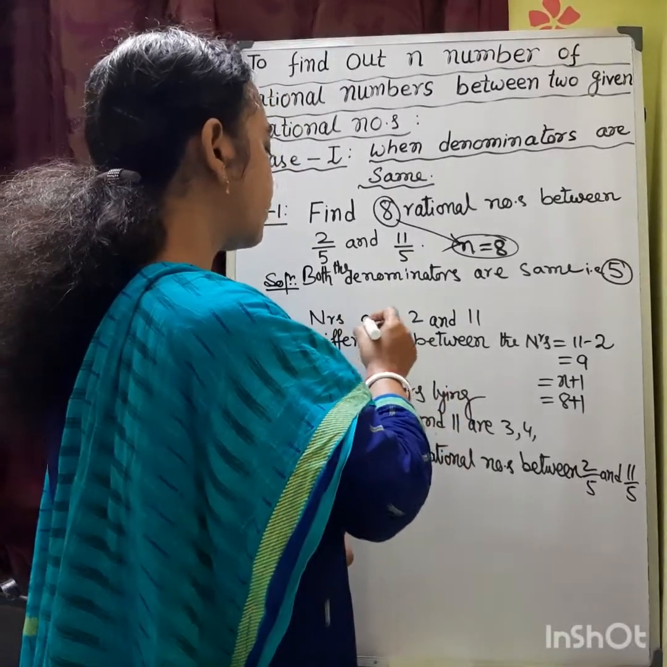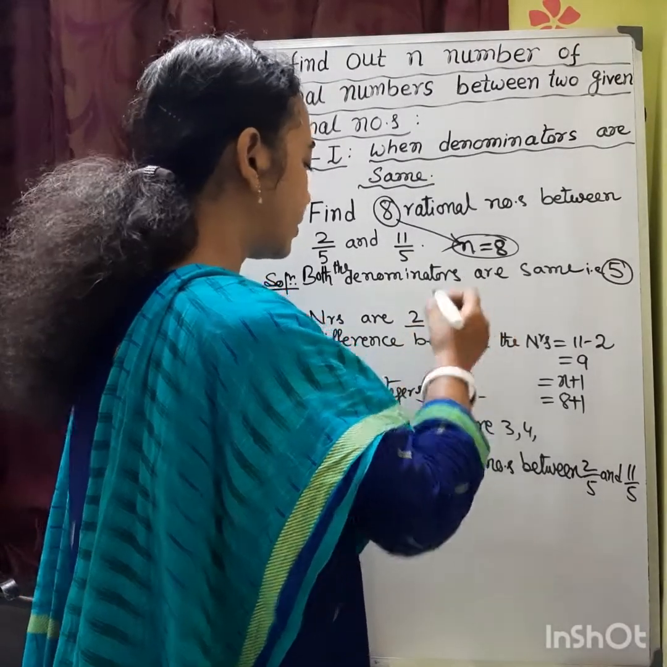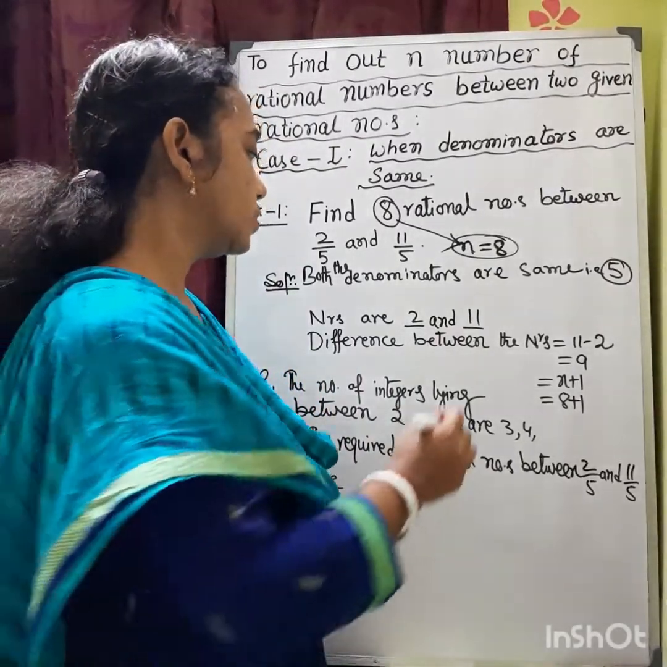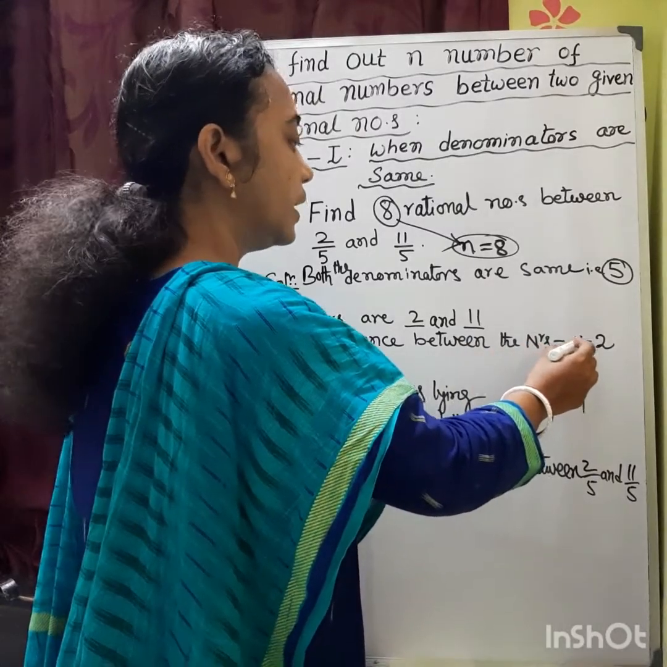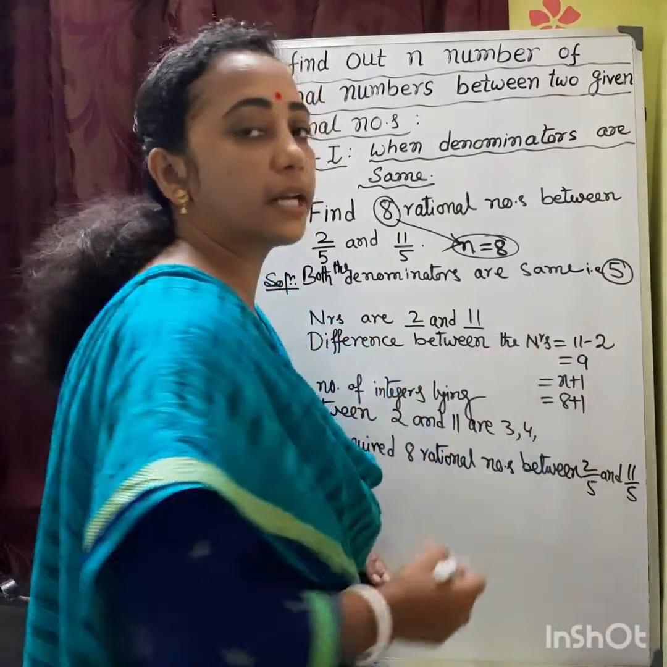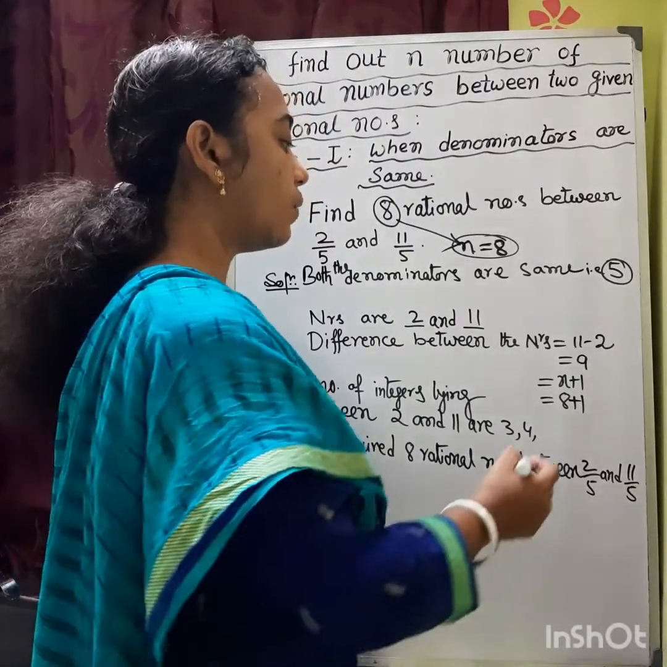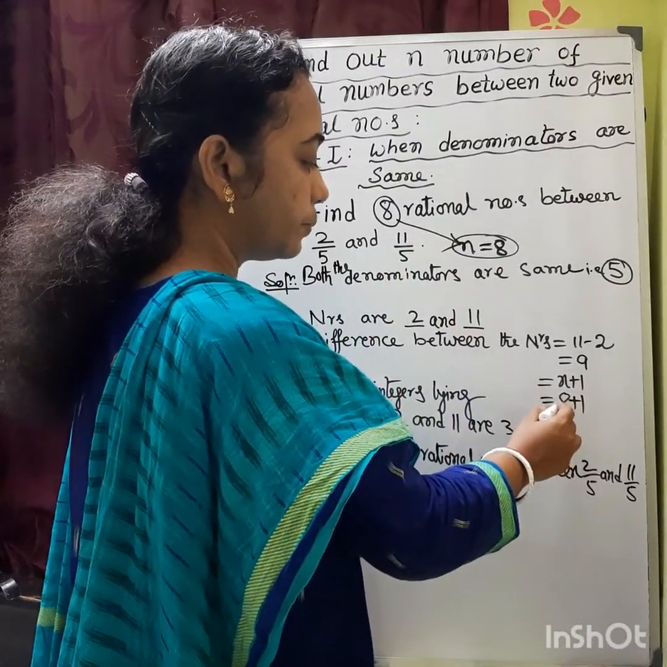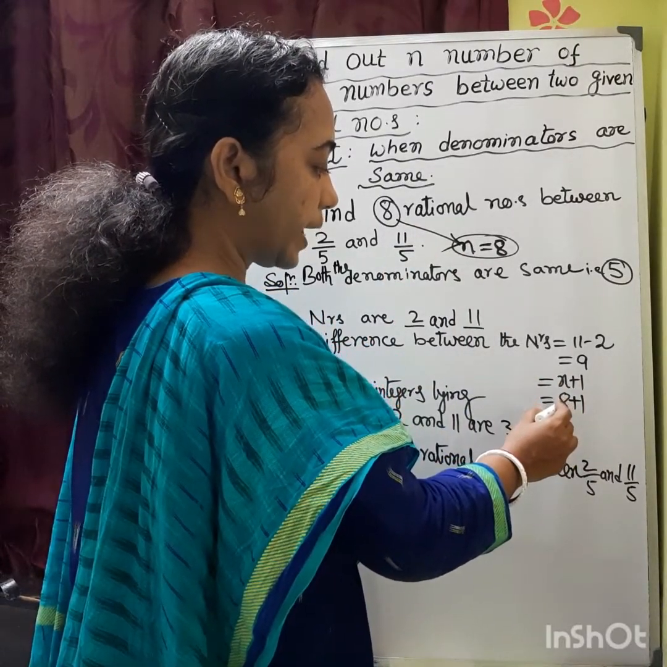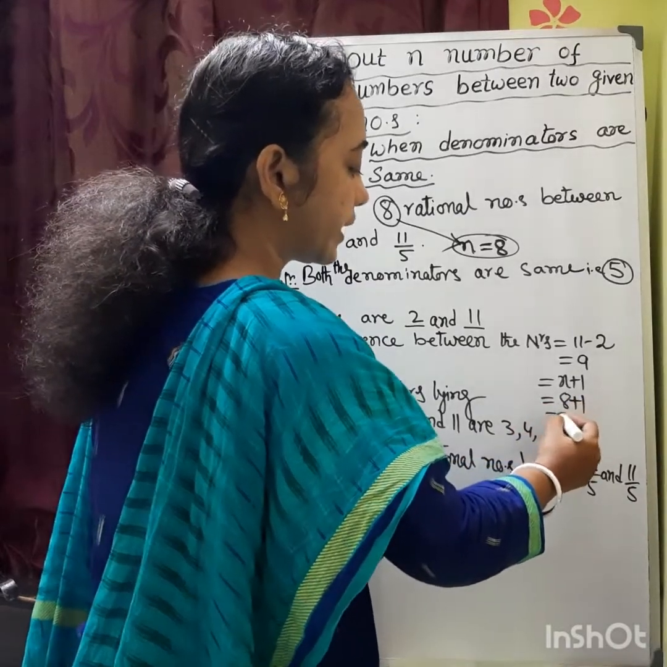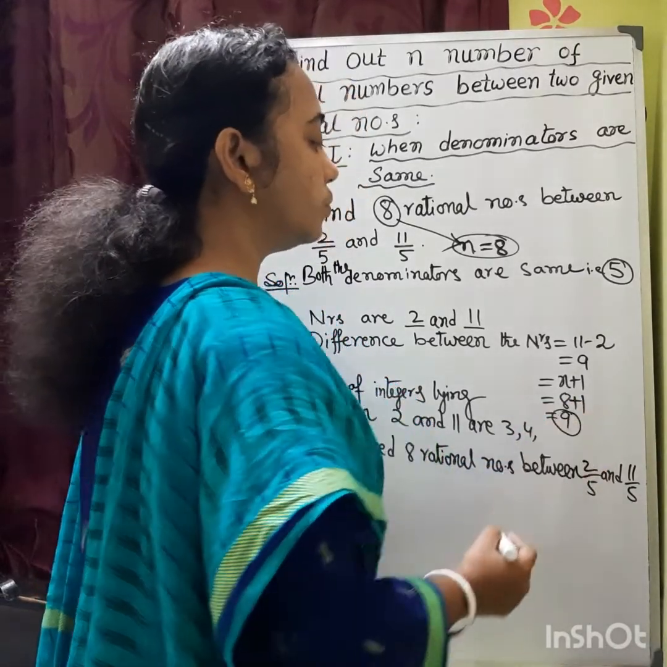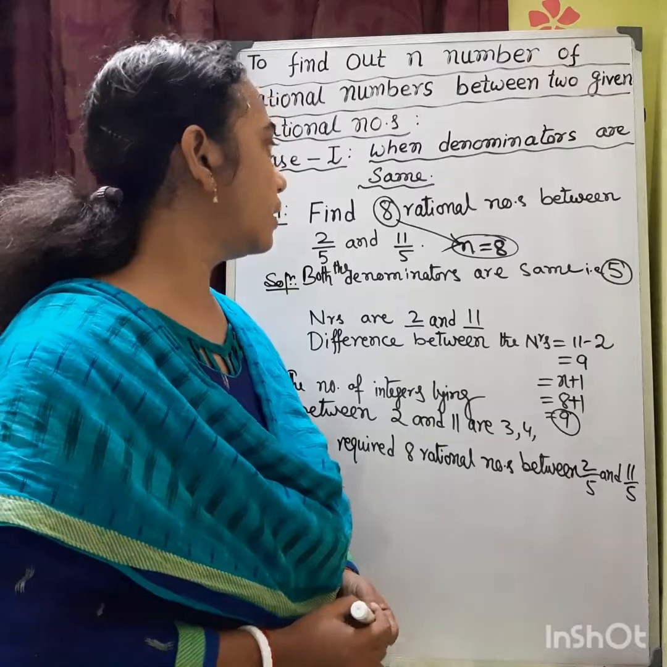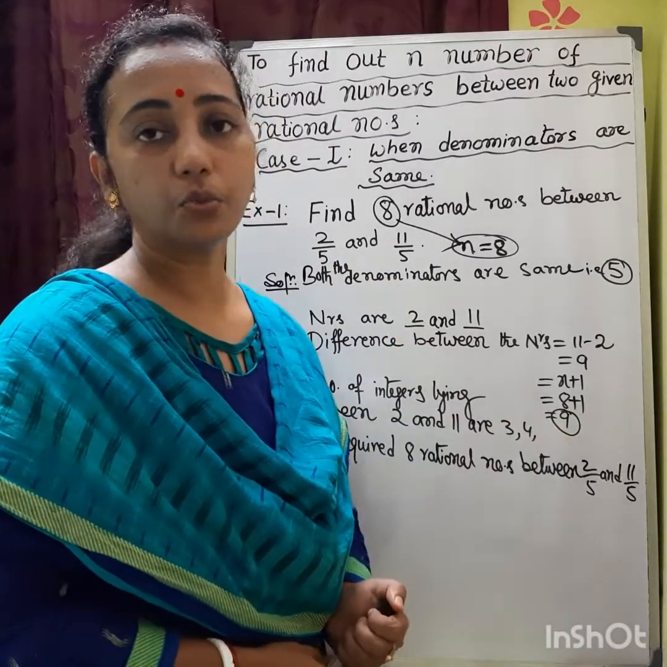Now the numerators of the given rational numbers, one is 2, another is 11. First we will find the difference between the numerators. So the difference between the numerators is 11 minus 2, that is 9. Now is it equal to n plus 1? What is n here? n is 8, so 8 plus 1 gives 9, which is equal to n plus 1. So the difference between the two numerators is the same as n plus 1.